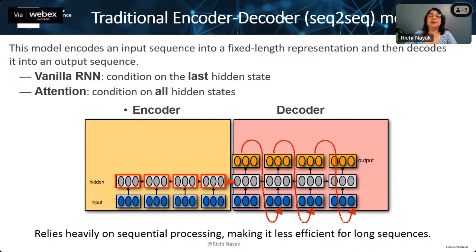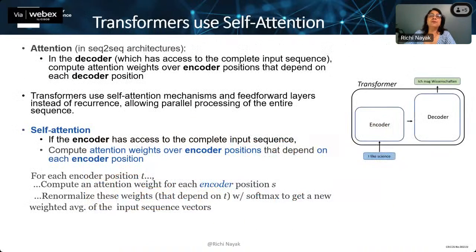We already had sequence-to-sequence models, but they were conceptualized using vanilla RNN that conditions on the last hidden state, or attention that conditions on all hidden states. But this heavily relies on sequential processing, making it less efficient for long sequences. That's where we got the transformer model, where instead of recurrence we have self-attention and feed-forward, and that can do parallel processing. For example, if we have "I like science", it would be decoded to whatever language, like "mujhe science pasand hai", something like that.